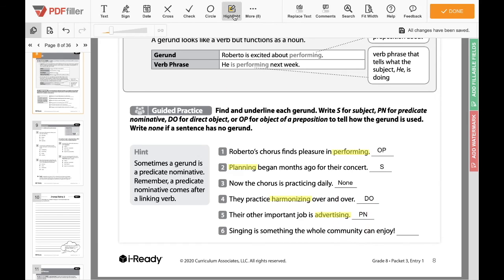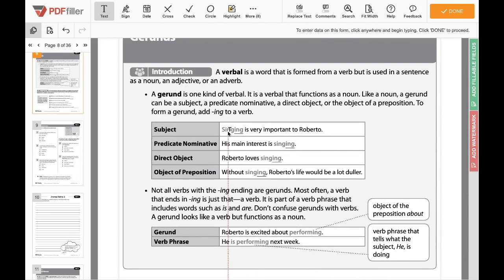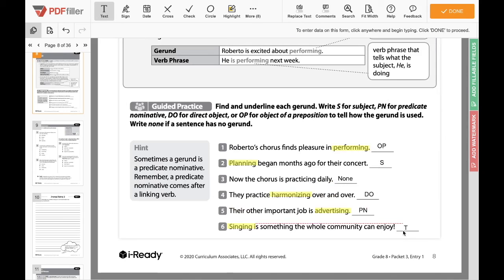Now the last one says singing is something the whole community can enjoy. Well, this one is going to be like one we've already done. Singing is our ing verbal here. And if you say, what is something the whole community can enjoy? Singing, which would make it a subject because it's saying what the whole sentence is talking about.